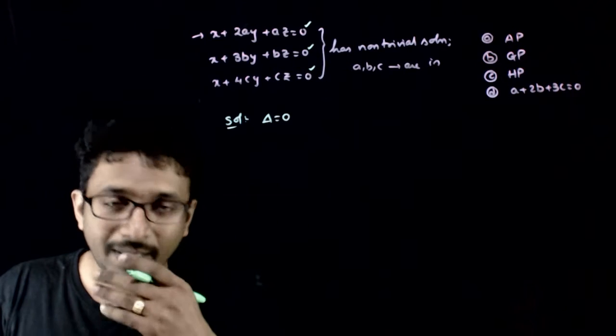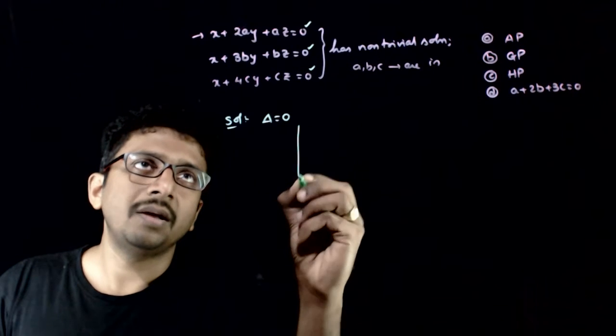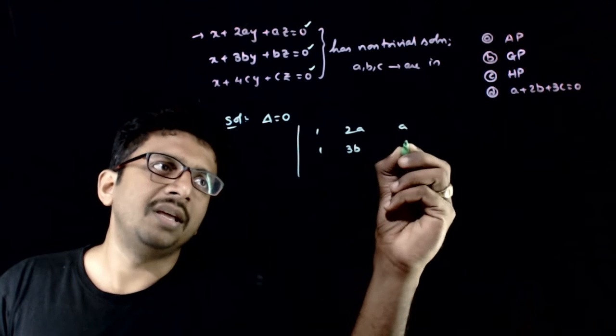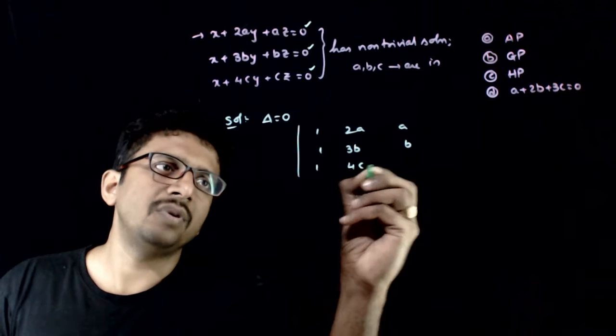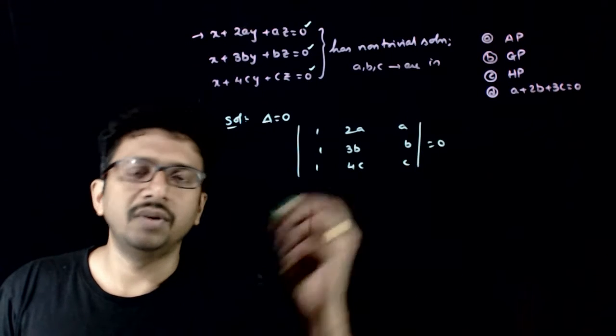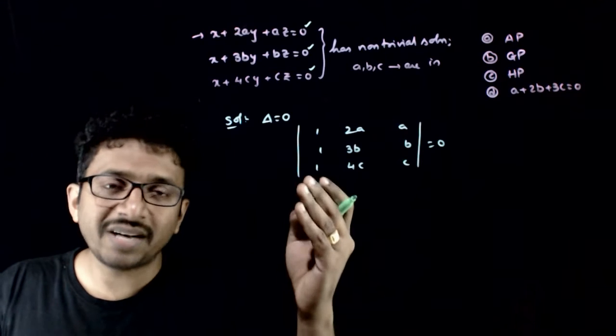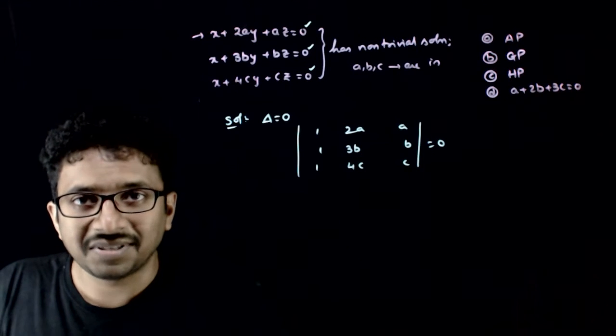equal to 0, right? So that is the determinant 1, 2a, 1, 3b, b, 1, 4c, c has to be equal to 0. So this is the condition. So now let us expand this condition and see what a, b, c are in.